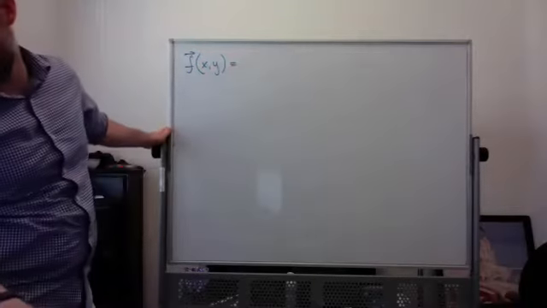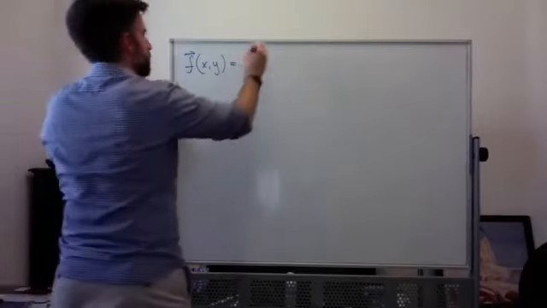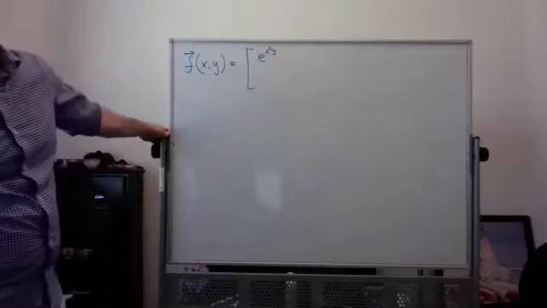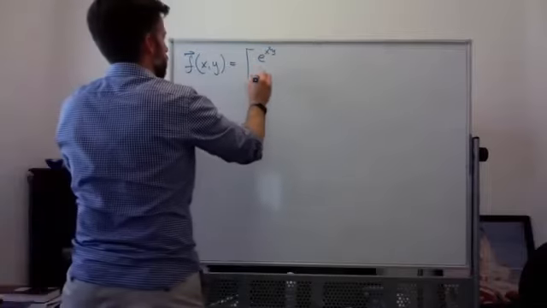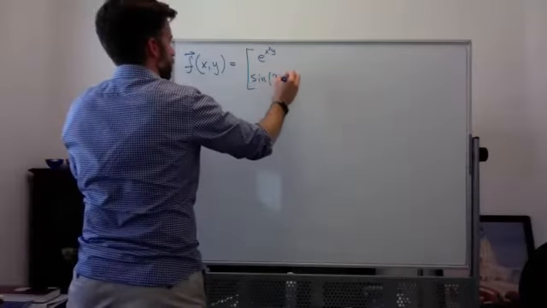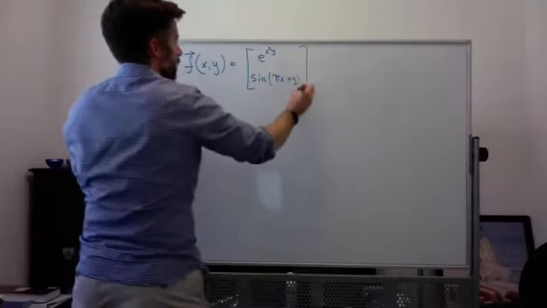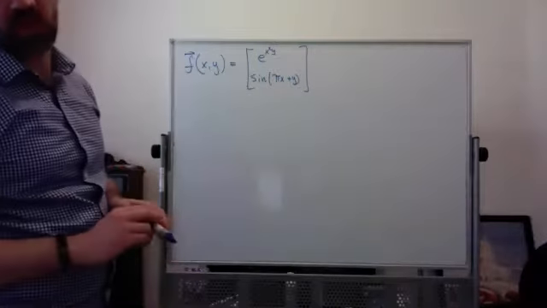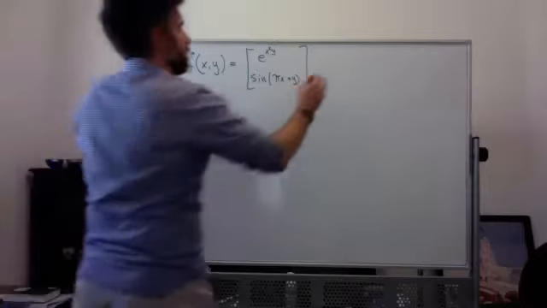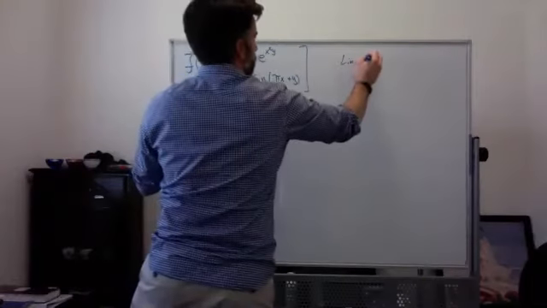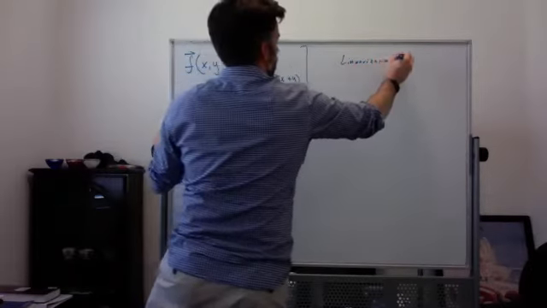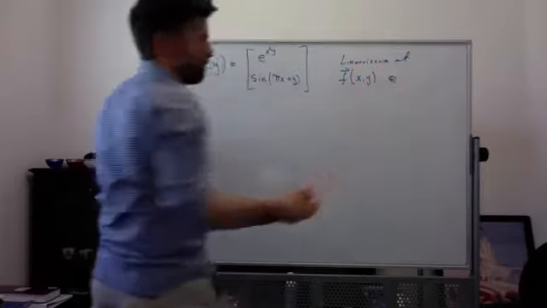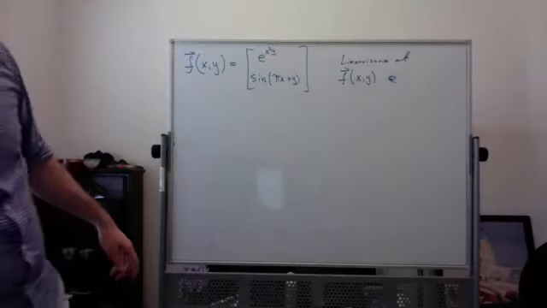It's equal to e to the x squared y, the first component, and sine of pi x plus y, the second component. And we want to find the linearization of this vector valued function at the point, what did I pick here? (2, 0).